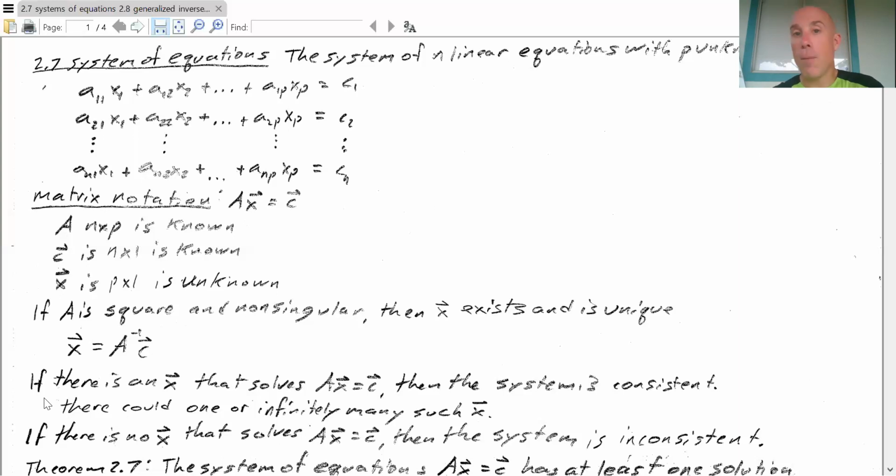Okay, so think about your college algebra days. We had the term consistent way back when. Consistent means one or more solutions exist. In this situation, either one or infinitely many solutions exist. That's how it will always work out. It's either 0 solutions where it's inconsistent, 1 solution, or infinitely many solutions when it is consistent. If there is no solution, so there's no x's that solve this, then the system is called inconsistent.